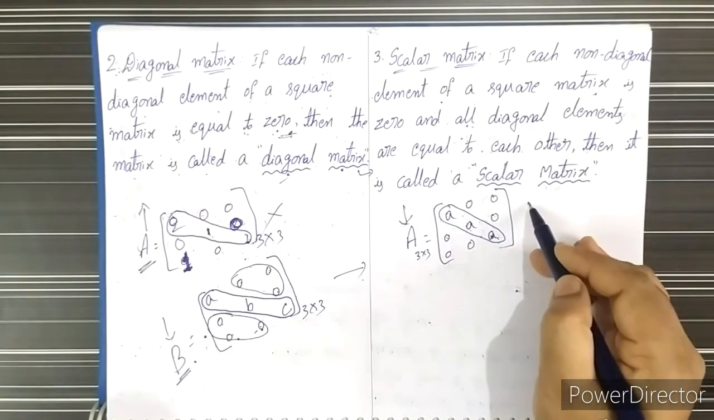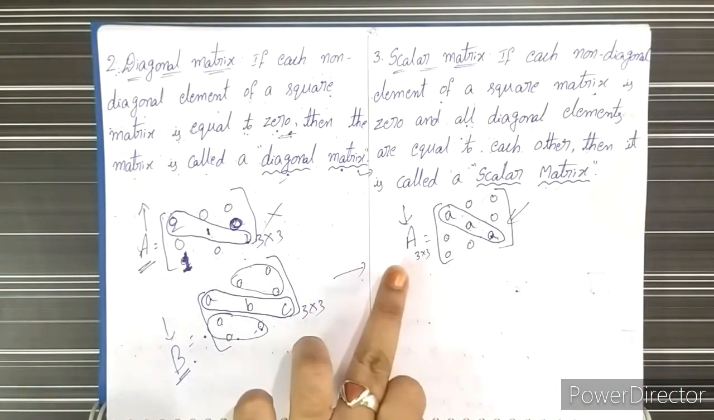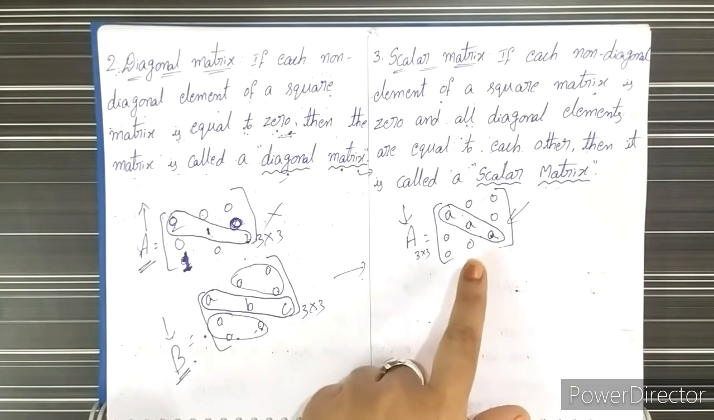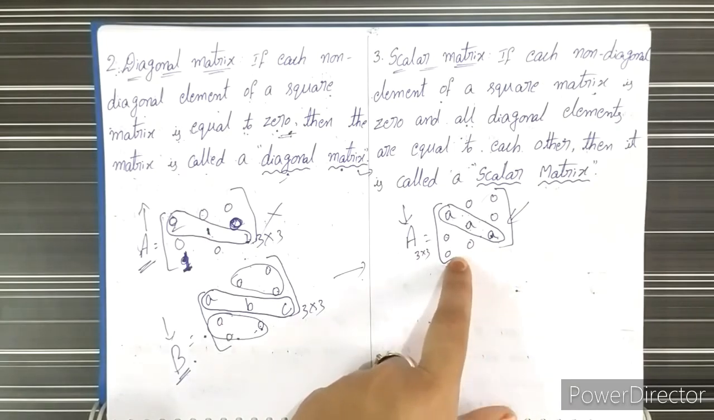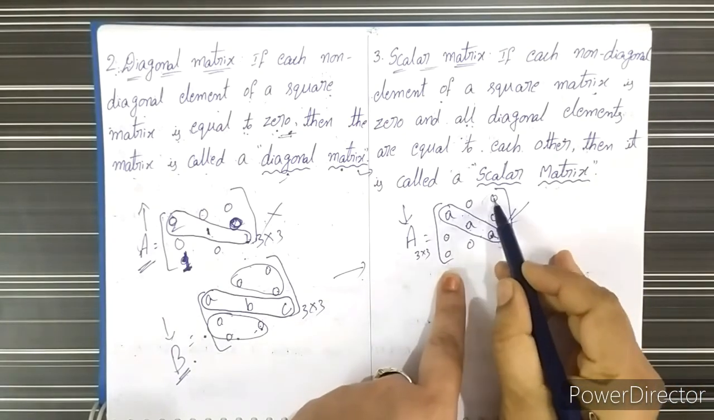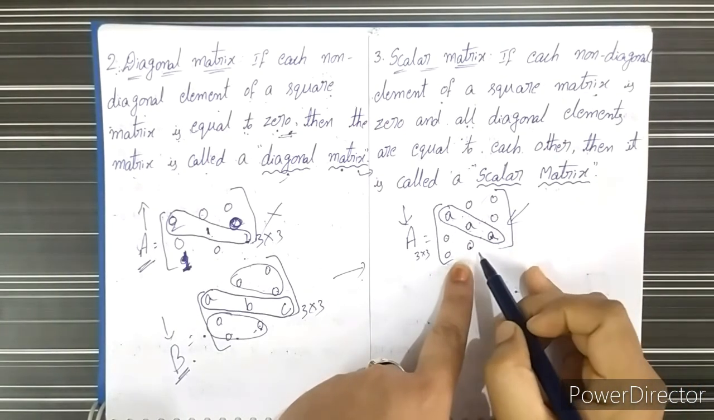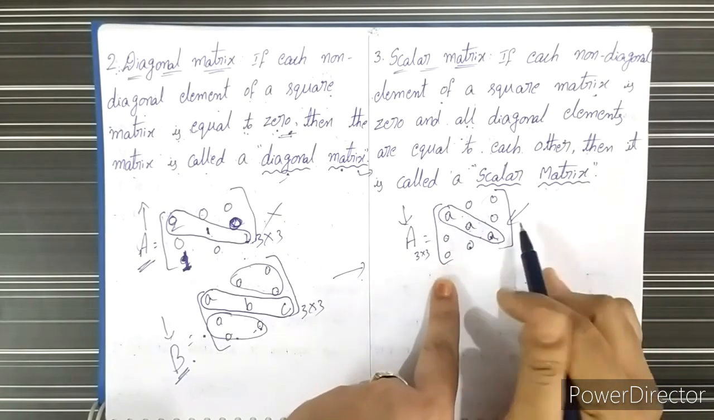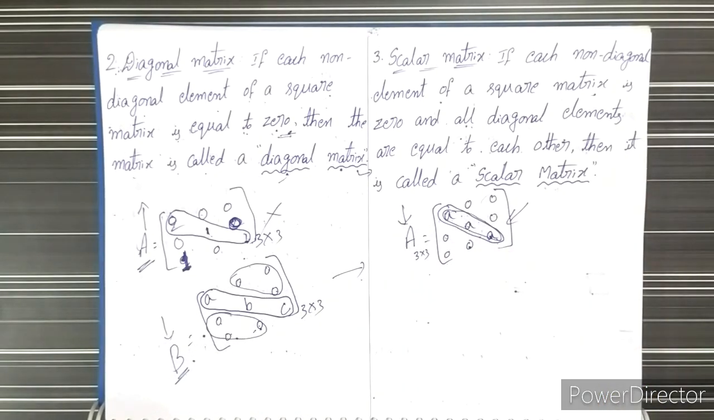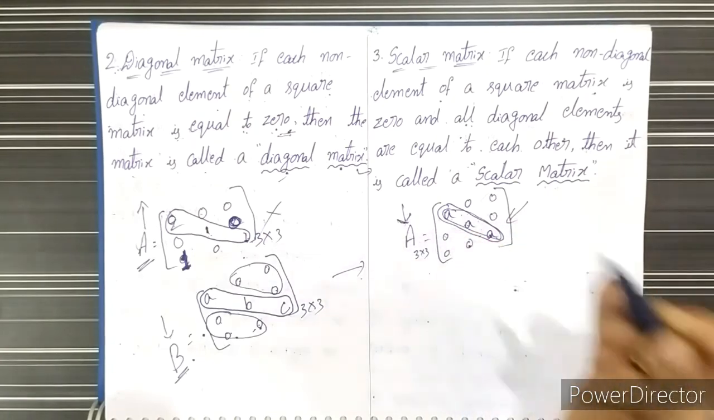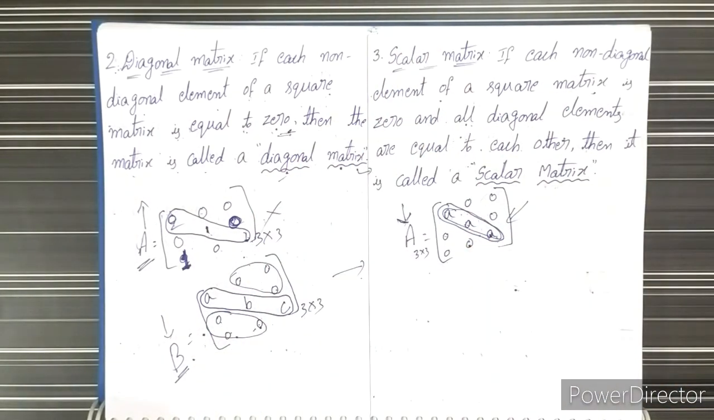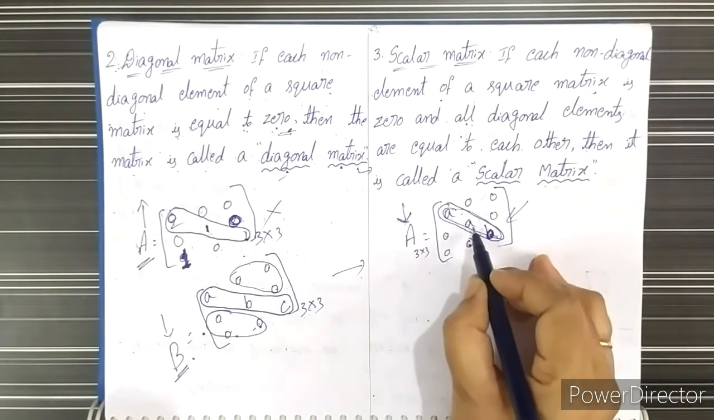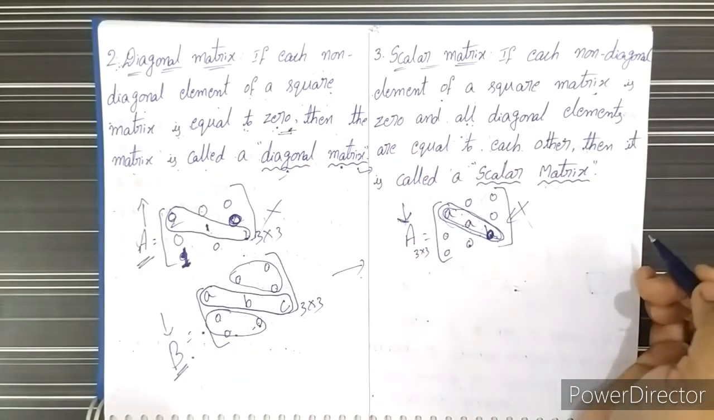That means, for confirming that the given matrix is a scalar matrix, first we check whether the given matrix is a square matrix or not. If it is a square matrix, then the next condition is that all non-diagonal elements are 0 and the diagonal elements are all equal to each other. Then this matrix is called a scalar matrix. If any one of the diagonal elements is not equal to the others, then this is not a scalar matrix.